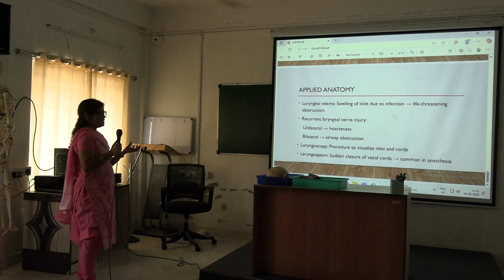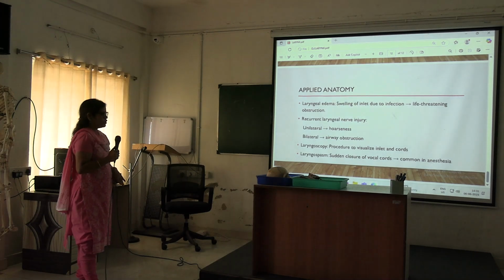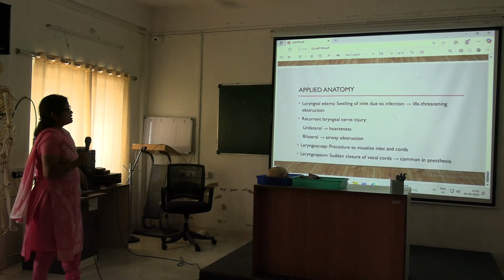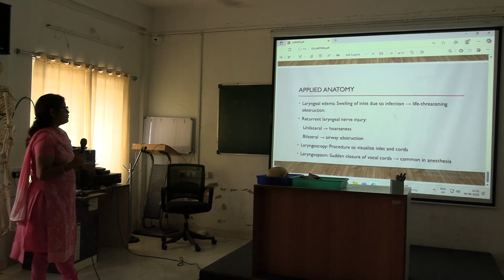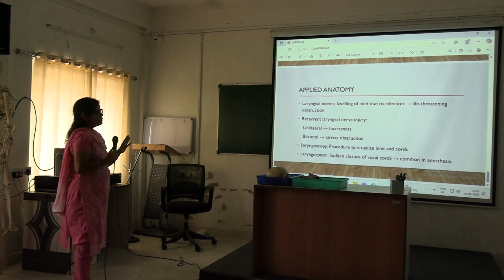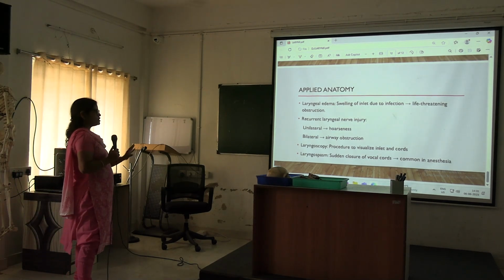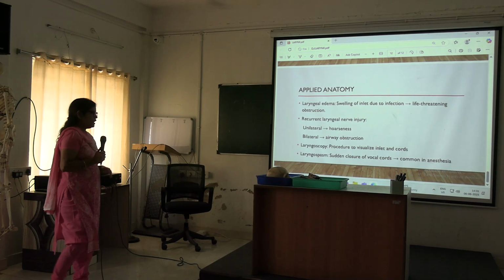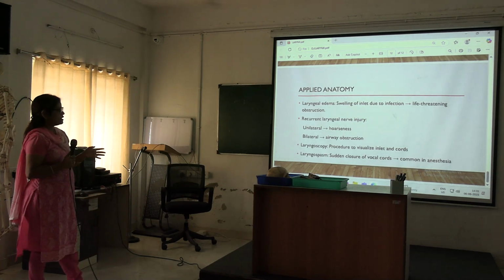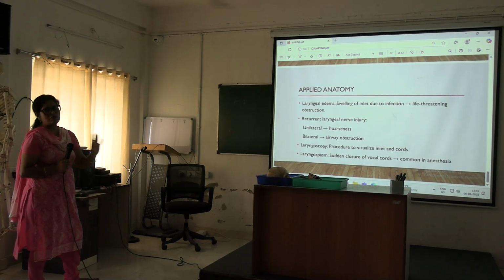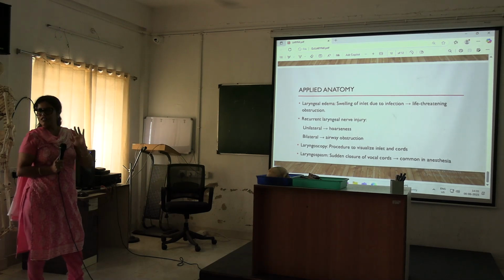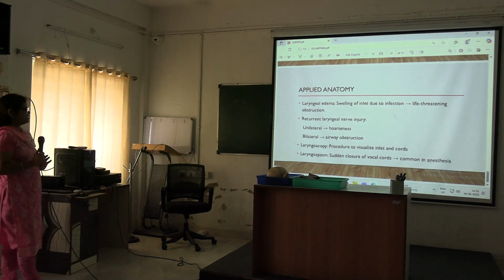Sometimes tumors occur in the vocal cord. There is vocal cord tumor, Singer's nodule, or voice abuse. So many times you will need to visualize the vocal cords by laryngoscopy. Another condition is laryngospasm, the sudden closure of the vocal cords, which sometimes occurs in anesthesia. The patient presents with severe respiratory distress.